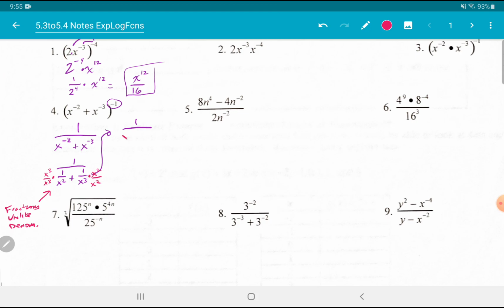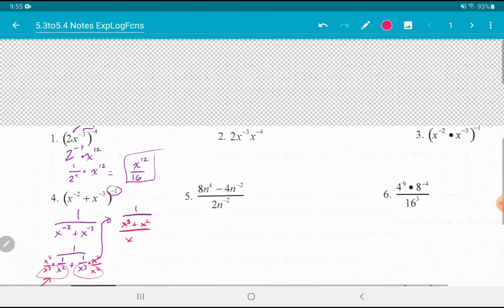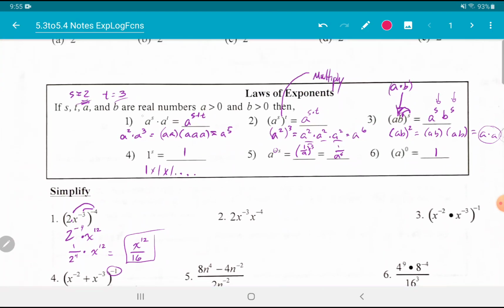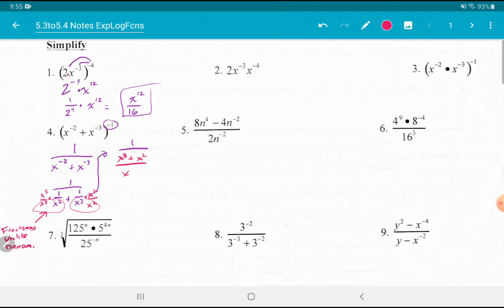Well, we now have x cubed plus x squared all over the common denominator of both of them, which is x to the, how do we do x to the 3rd times x squared? Remember your properties of exponents? X squared times x to the 3rd is going to mean we add the powers. So we have x to the power of 5.